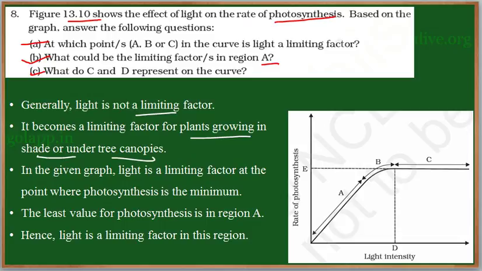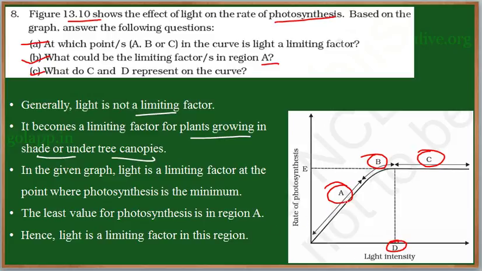So in this graph, if you observe the graph A, B, C, this is the rate of photosynthesis. So the photosynthesis rate is increasing like this and the light intensity is increasing. So here the points A, B, C and D are marked.